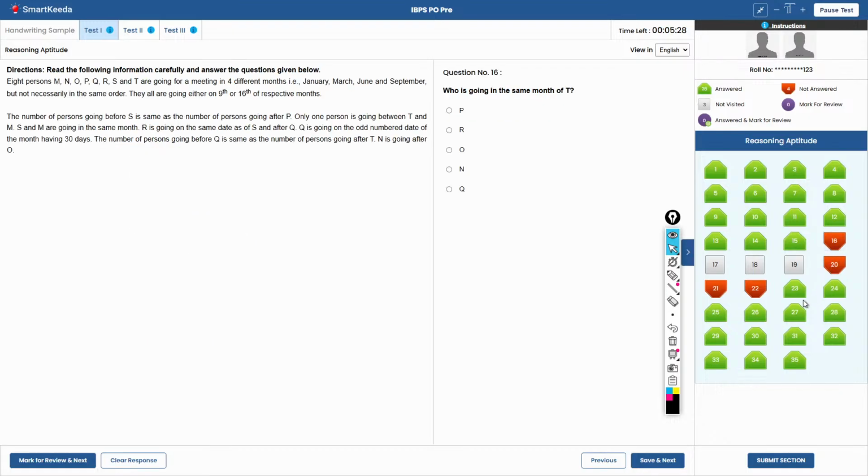Okay, I got this one. 4 months, Jan to September. So Jan, March, June, and Sept. Okay, so 31, March 31, and this two 30 each. So the dates are of 9/16, 9/16, 9/16, and 9/16.